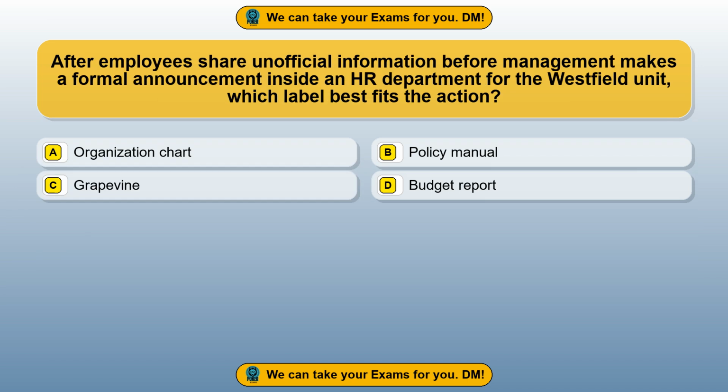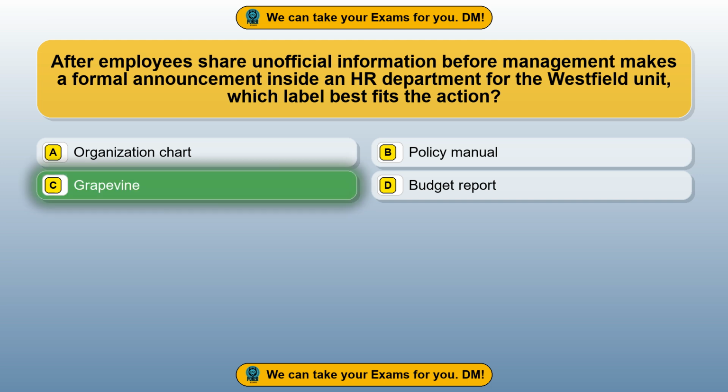Question 73. After employees share unofficial information before management makes a formal announcement inside an HR department for the Westfield unit, which label best fits the action? Option A, organization chart. Option B, policy manual. Option C, grapevine. Option D, budget report. The correct answer is option C, grapevine.